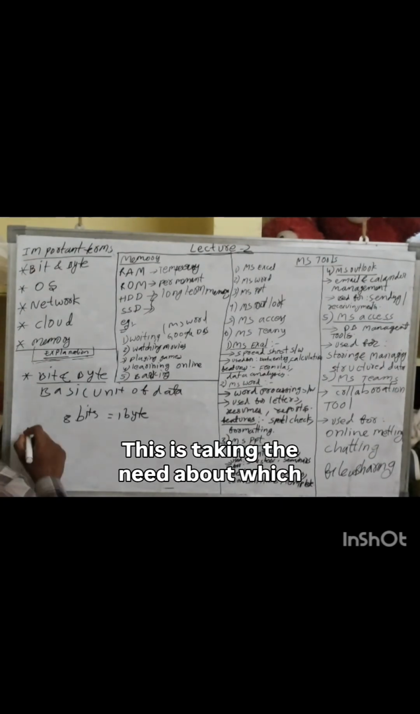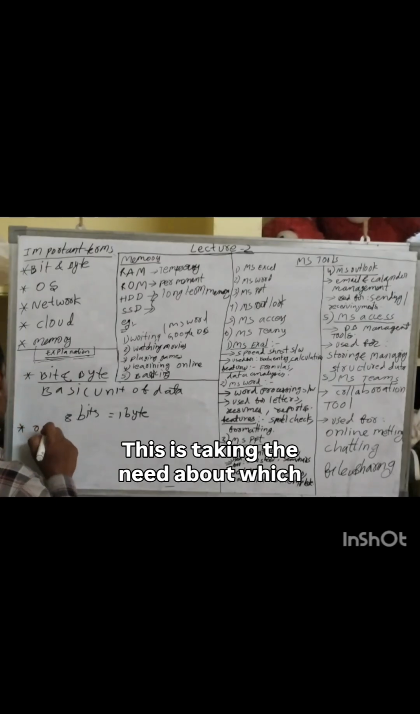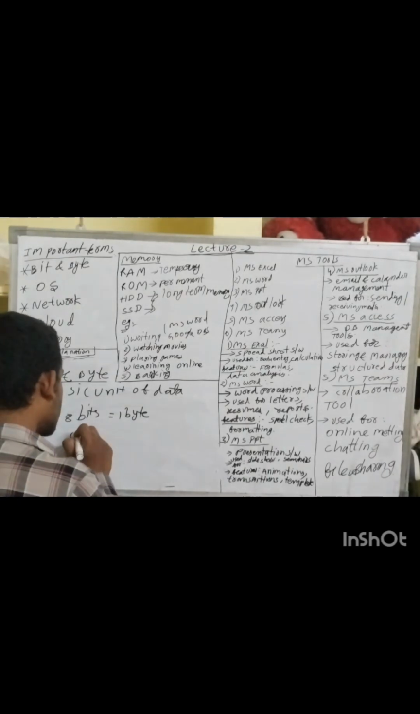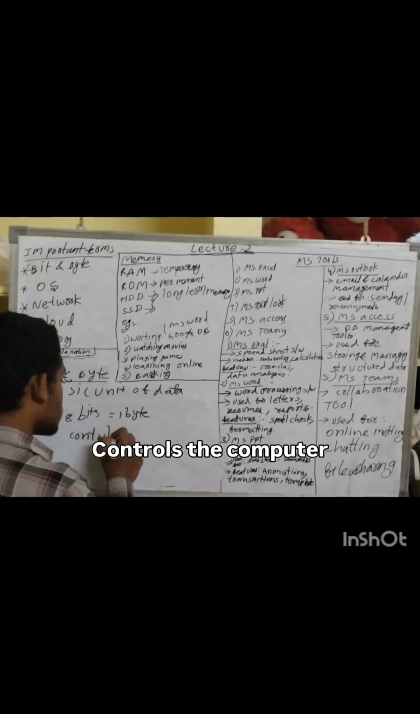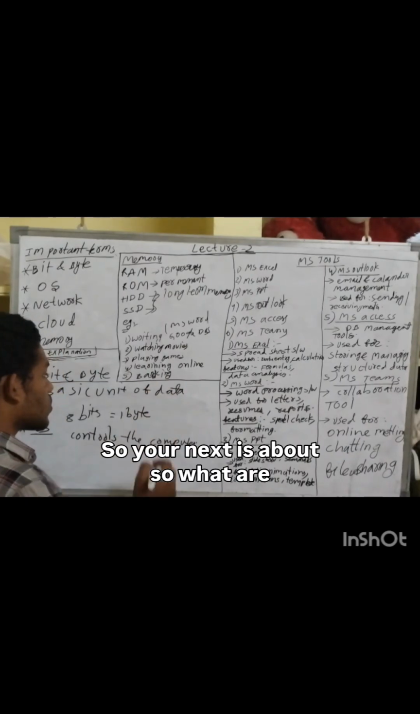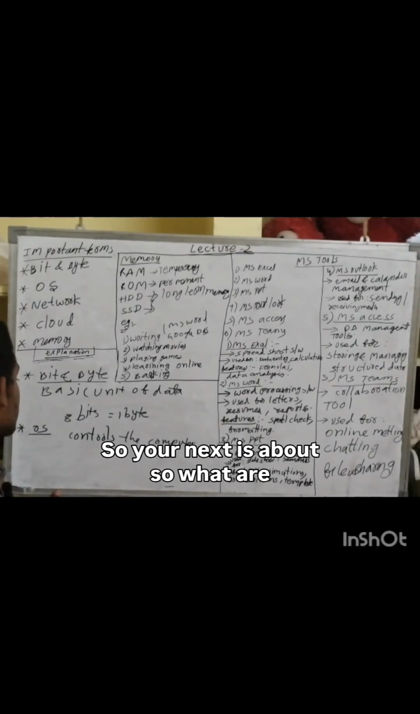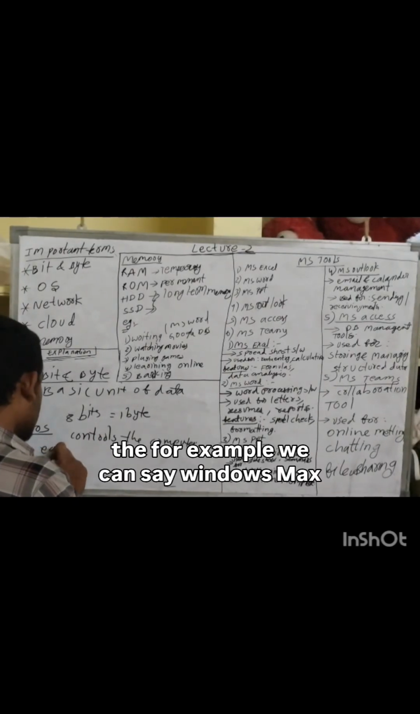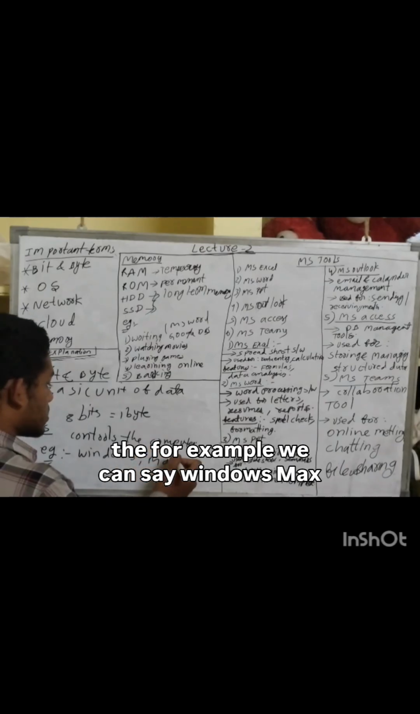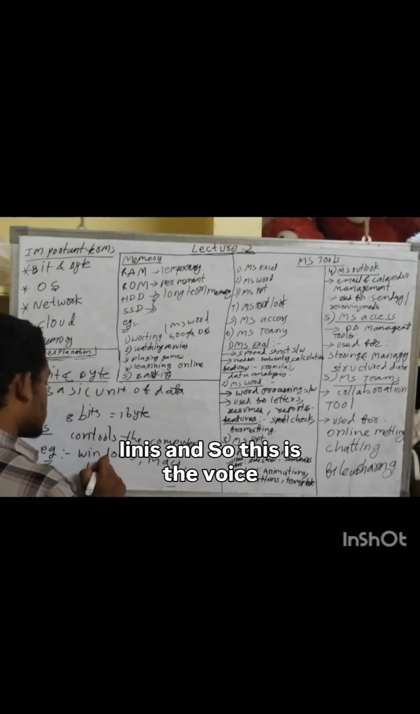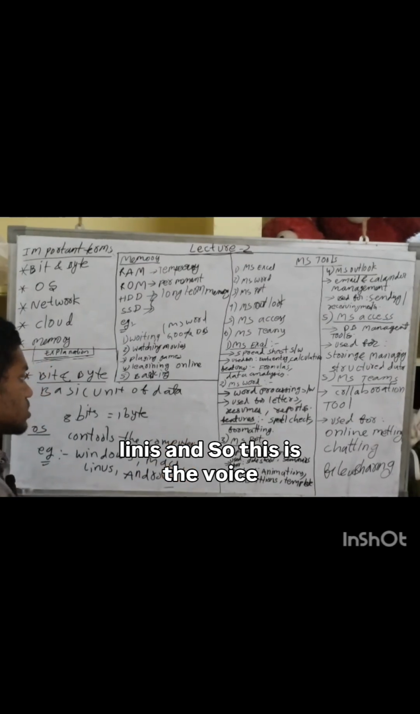Next, the second one is about the OS. The OS is what controls the computer. So what are the OSs there? For example, we can say Windows, Mac and Linux. Android also is an OS. So this is the OS.